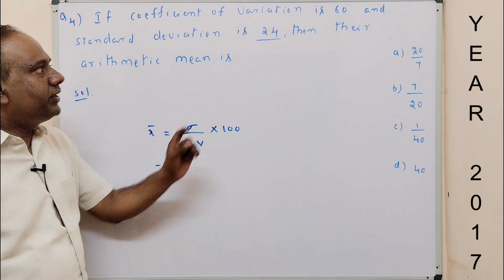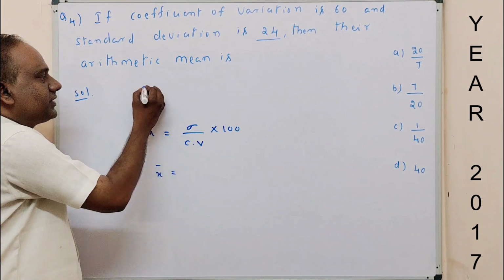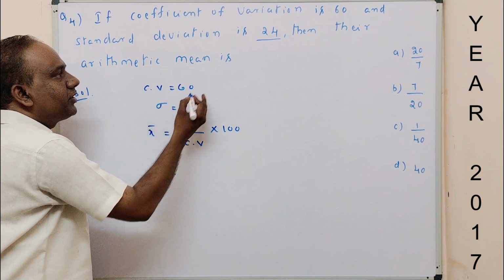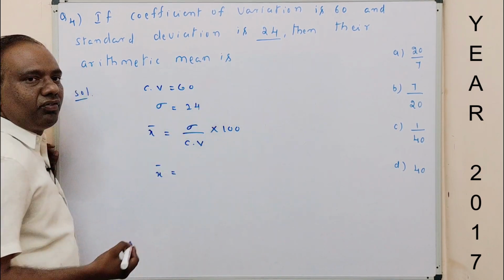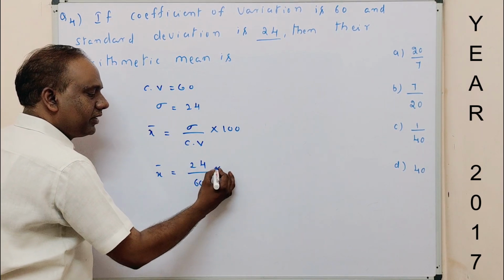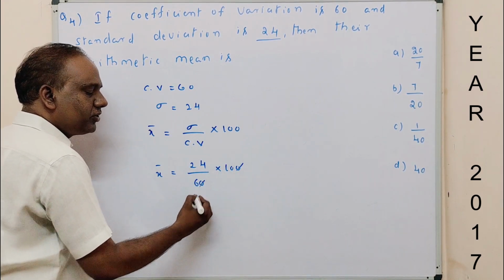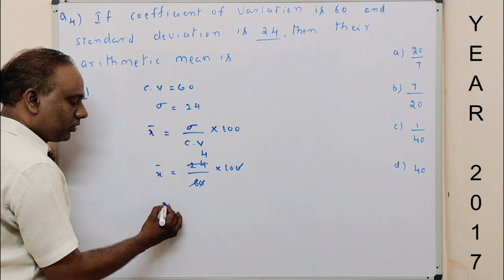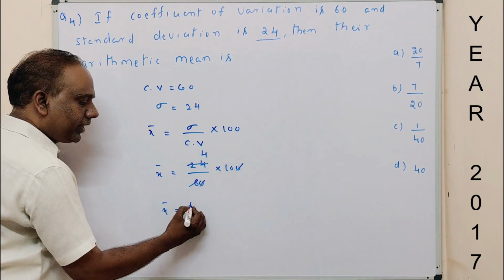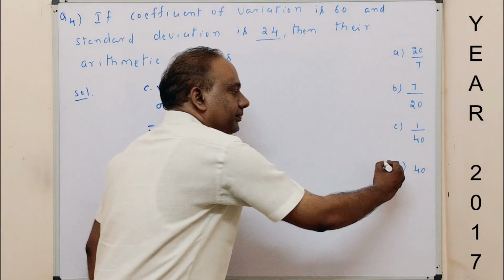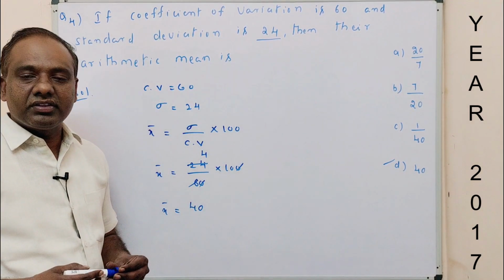So x bar is equal to, here coefficient of variation is 60 and standard deviation sigma is equal to 24. So here 24 by 60 into 100. Here 0 0 cancel, 6 1 ja and 6 4 ja. So mean is equal to 4 into 10 is 40. So here option B is the correct answer.